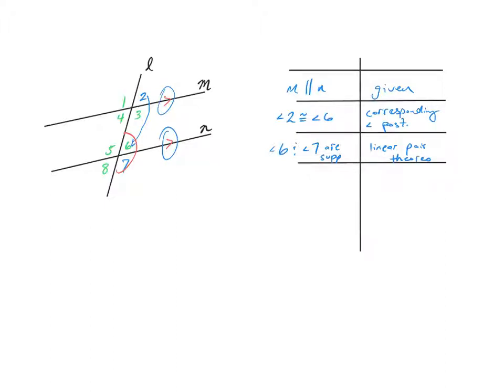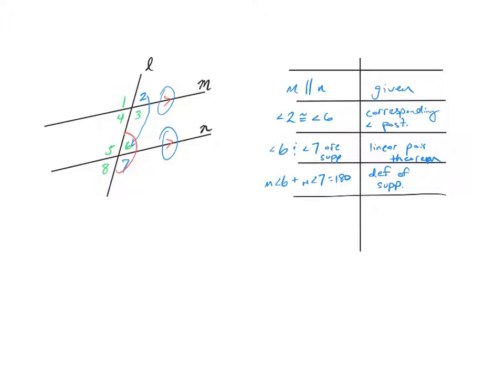Oops. It'd help if I spelled theorem right. Let's just put an M over that. Alrighty, what else is going on here? So if they're supplementary, I know that means that they add up to 180 degrees. So the measure of angle 6 plus the measure of angle 7 equals 180. And I know that because the previous step said they're supplementary. And I know that supplementary means they add up to 180.